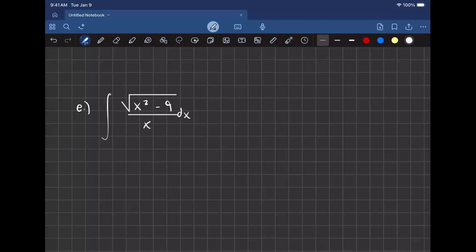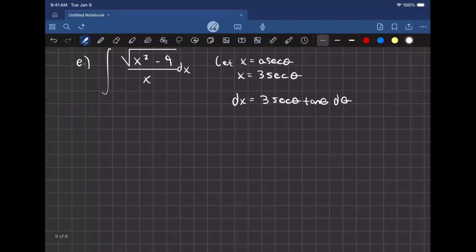The one that we're going to use in this case is the form for x squared minus a squared, so that'll be a secant substitution. So we'll let x be a secant theta. A here should be 3, of course, because the square root of 9 is 3. So x equals 3 secant theta. Our dx is just 3 secant theta tan theta d theta.